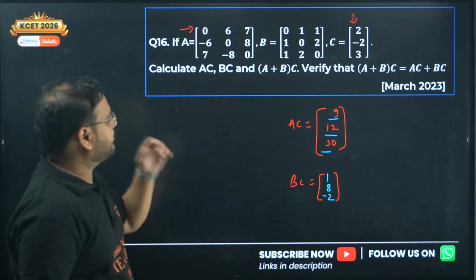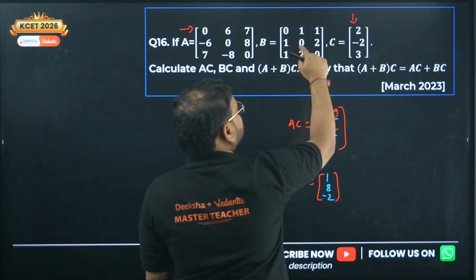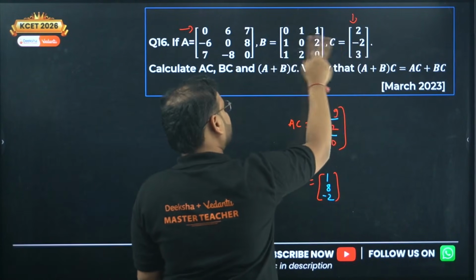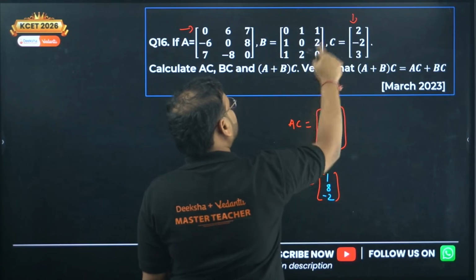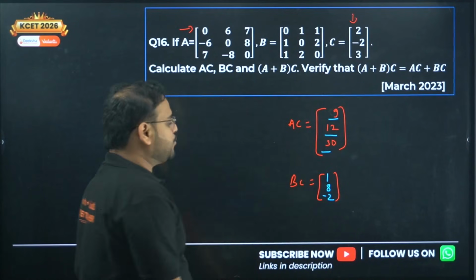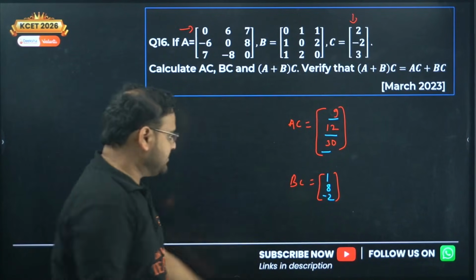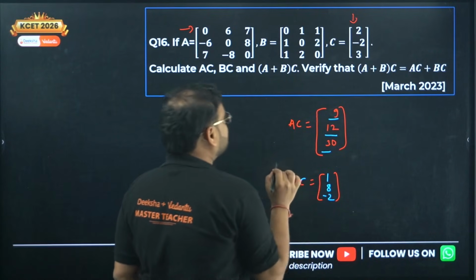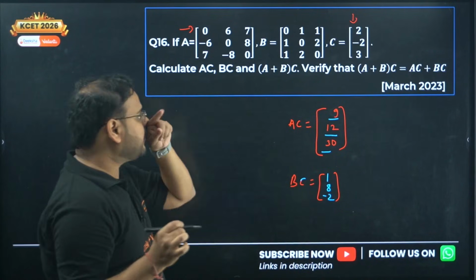Okay, next one, check here. 1 into 2 is 2, 0 is gone, and 2 into 3 is 6, 2 plus 6 is 8. 1 into 2 is 2, minus 4, 2 minus 4 is minus 2, answer is minus 2. This is your BC. So AC is found, BC is found. What are they asking? Now next is to find A plus B into C.